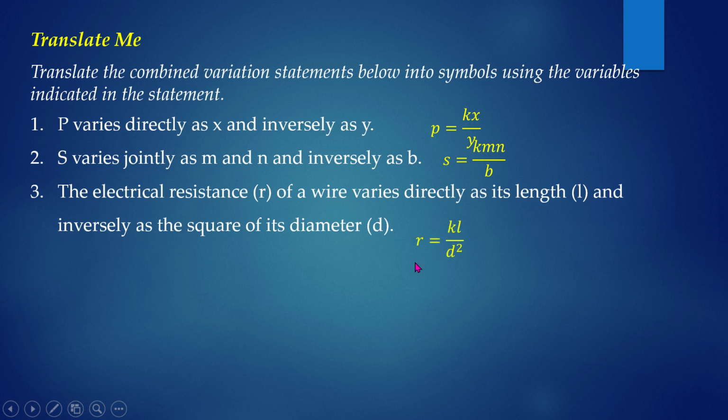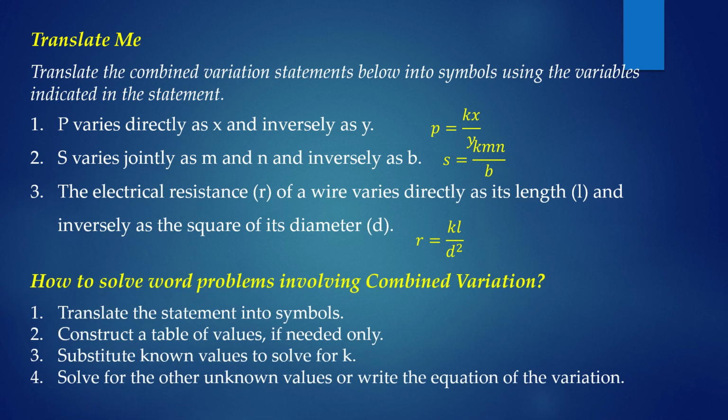Electrical resistance R is equal to KL over D squared. It varies directly as the length and inversely as the square of its diameter. Basta naa ang word nga inversely, automatic na siya ang next nga quantity naa sa denominator. More to come later. Okay, how to solve word problems involving combined variation?